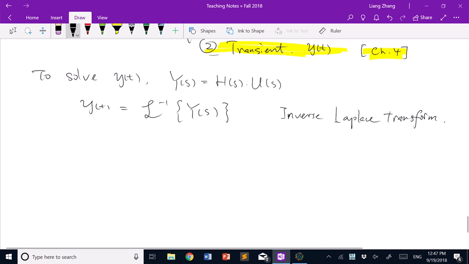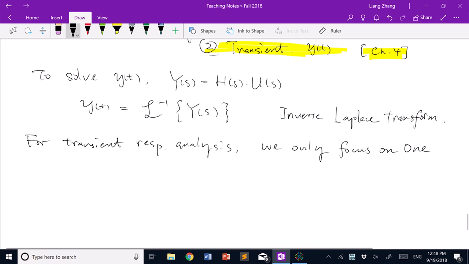Okay? Now, for transient response, when you have different input signals, different u of s, different u of t, this y of t will be completely different. But for transient response analysis, we don't really have the time and effort and capability to cover all of them. So we usually only focus on one input. That is our unit step response.